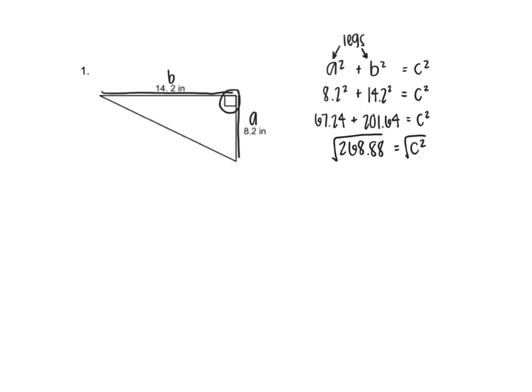We're going to round to the nearest tenth. So if I get this really long decimal, which I will because this isn't a perfect square root, that is equal to c, but we're going to round to the nearest tenth. So 16.39756 gets rounded to 16.4 inches for our final answer.